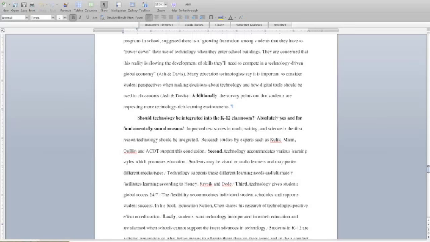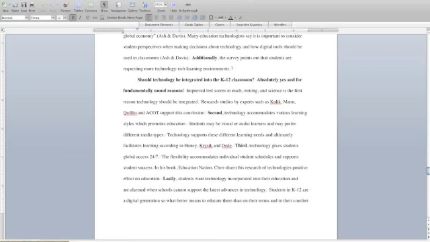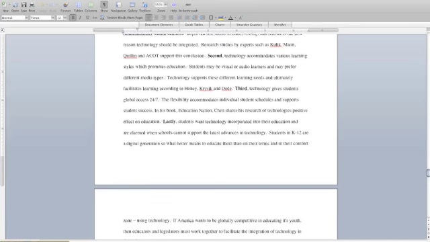All right, the final closing paragraph uses the questioning technique, asking the same question that was used when this paper was opened. Should technology be integrated into the K-12 classroom? Absolutely yes, and for fundamentally sound reasons. Okay? This is the first one. Second reason, third reason, lastly.